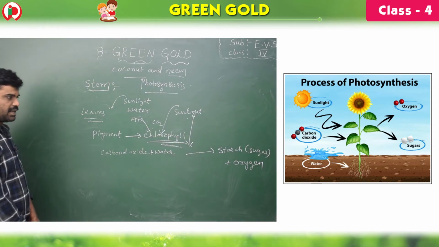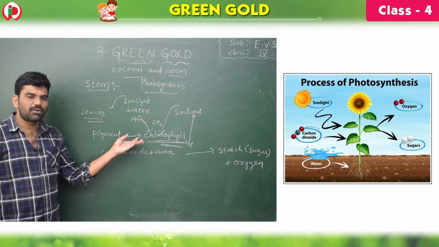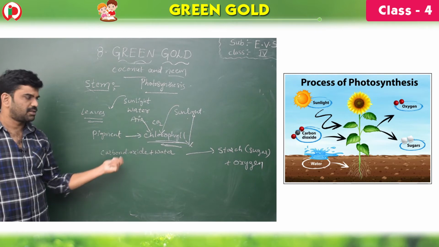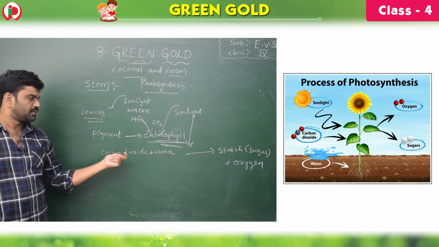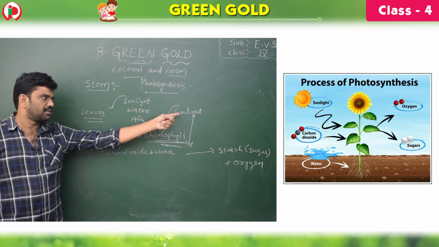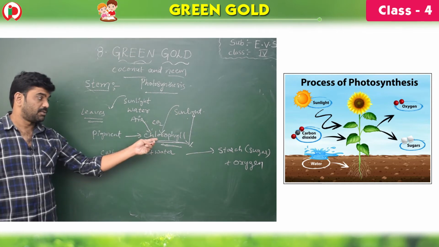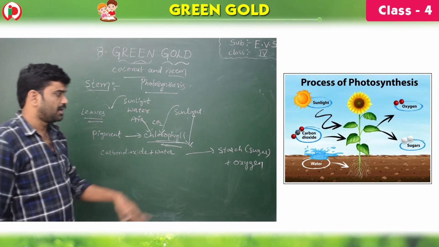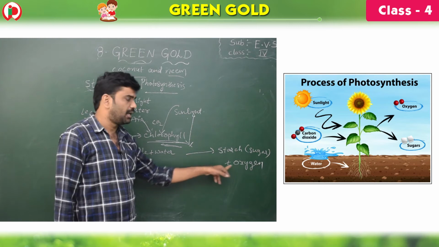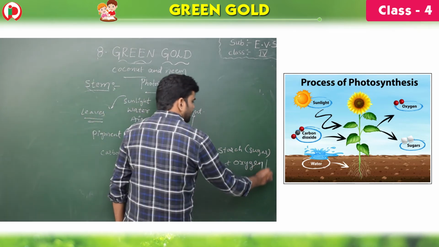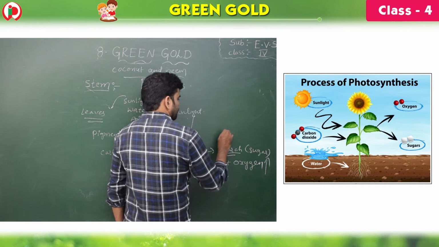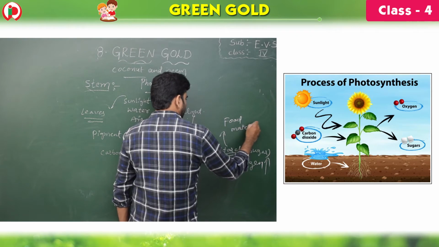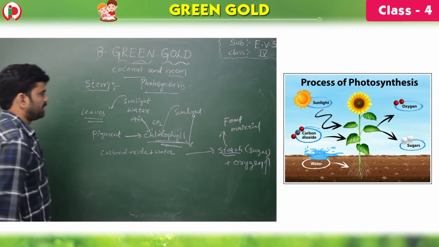Once again I repeat, leaves have chlorophyll. This chlorophyll receives the sunlight, air, that is carbon dioxide, and water. These three, in the presence of sunlight, with the help of chlorophyll, plants prepare the starch, which is called food material, and release oxygen gas.